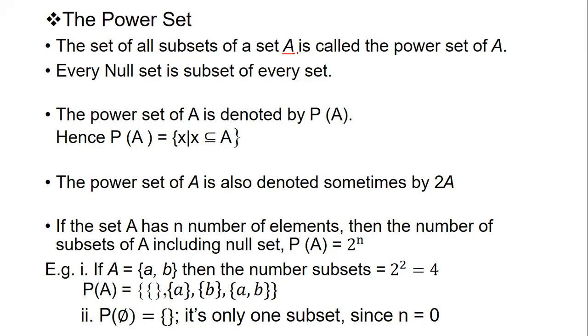So if I have set A, then the power set is denoted by P of A. That means we have the power set of A. And this power set of A is equal to the set of all X such that X is a subset of or equal to A. So we are forming all the possible subsets that we can get from A, and we put them in a set to get the power set of A.